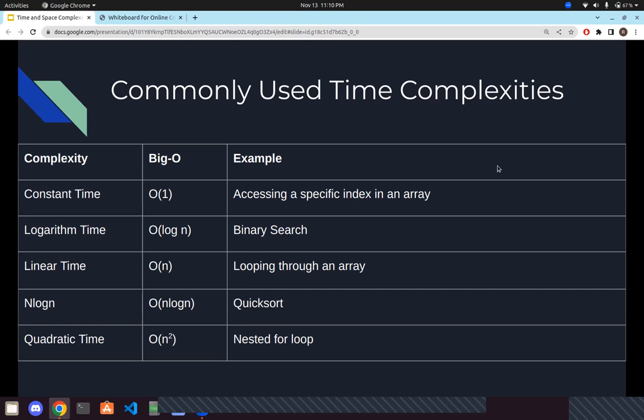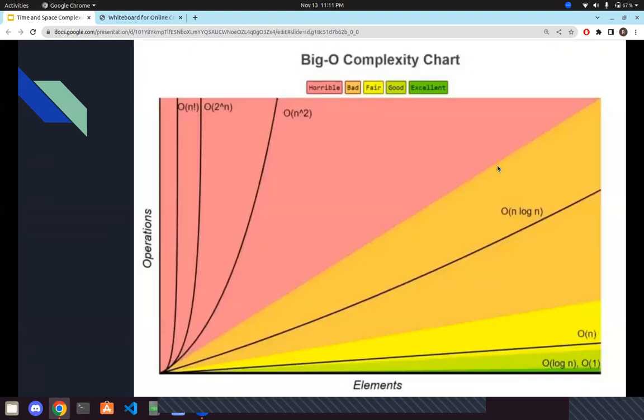I won't go too much into O of n log n in this video. Once I start talking about different sorting algorithms, I'll bring it up then, just because O of n log n is kind of weird. And finally, we have quadratic time, or O of n squared. One example that has O of n squared time complexity is a nested for loop. I'll show you that a bit later. So I really like this Big O complexity chart.